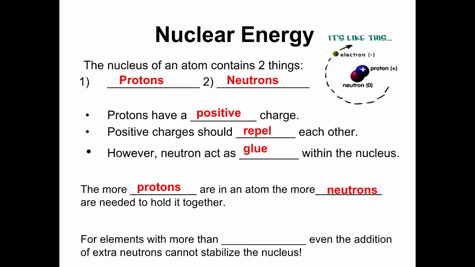But as we get heavier and heavier elements with more protons and more neutrons, elements with more than 83 protons, even extra neutrons cannot stabilize that nucleus. It's inherently unstable and could possibly decay, could break into a more stable component. And that's where this unit is focused.